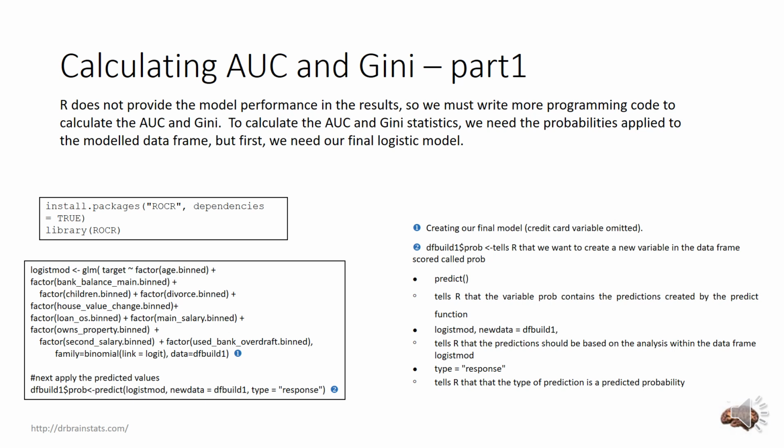So how do we calculate AUC and Gini in R? Well, R does not provide the model performance and the results, so we must write more programming code to calculate these measurements. To calculate AUC and Gini statistics, we need the probabilities applied to the model data frame. But first, we need our final logistic model. So step 1, we're going to create our final model with a credit card variable omitted, and then we can use R to apply our probabilities as shown here.